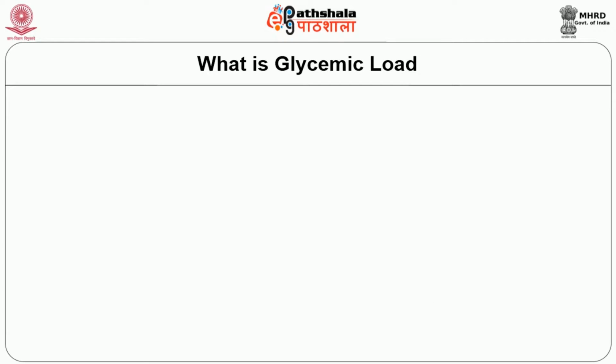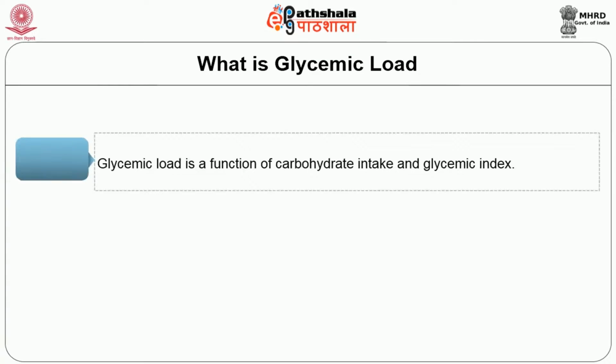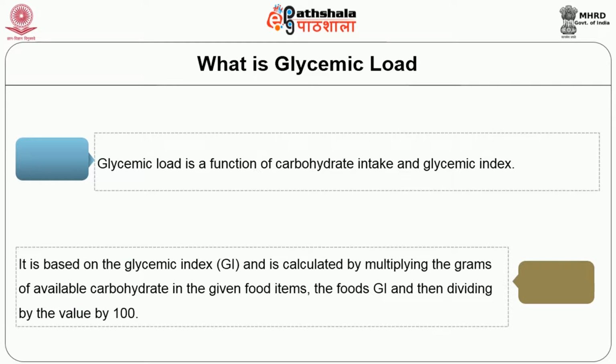Then what is glycemic load? Glycemic load is a function of carbohydrate intake and glycemic index. To say it rightly, it is based on the glycemic index and is calculated by multiplying the grams of available carbohydrate in the given food item by the food's glycemic index, and then dividing the value by 100.